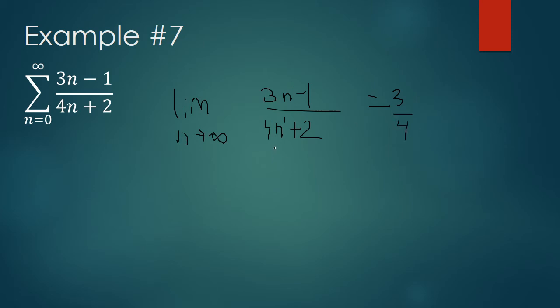I could also use L'Hopital's. This would be infinity over infinity, which is an indeterminate form. If I have an indeterminate form, I can take the derivative of the numerator divided by the derivative of the denominator. The derivative of 3n minus 1 is 3, and the derivative of 4n plus 2 is 4. 3/4 is my answer. Okay, here we go. This does not equal 0. And if it does not equal 0, this series diverges.